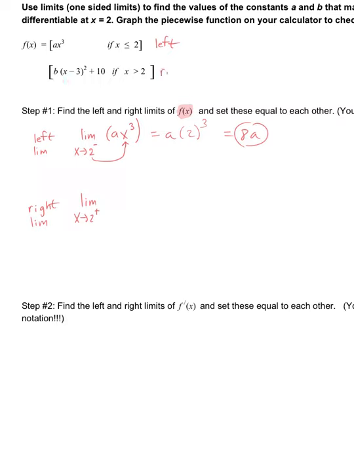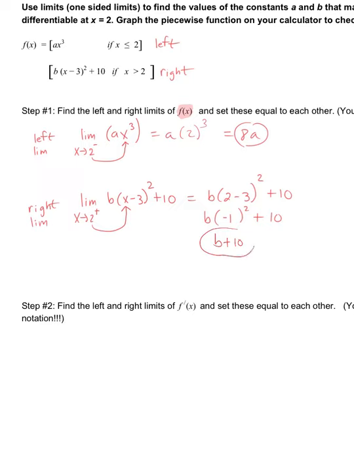Up here, this branch is our right function because it is greater than 2. Greater than 2 is to the right of 2 on a number line. So I plug that in right here: the limit as x approaches 2 from the right of b times x minus 3 squared plus 10. Now remember, I plug in 2 for x. So I have b times 2 minus 3 squared plus 10. Now I just go to work. Inside parentheses gives me a negative 1. Negative 1 squared gives me 1, so this just gives me 1 times b, which is b, so this simplifies to b plus 10. And that is my right limit.